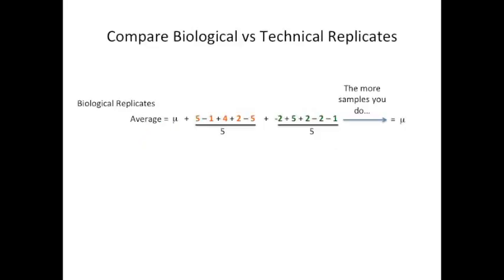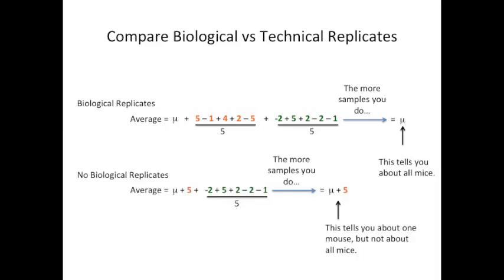Now let's compare biological versus technical replicates. As you'll recall, when we have biological replicates, the average read count for gene X equals mu plus 2 fractions, one for the biological variation and one for the technical variation. Because these fractions contain both positive and negative numbers in the numerator that cancel each other out, we know that both of these fractions will get smaller and smaller and closer to 0 with each additional sample that we add. Thus, the final average read count will tell us something about all mice.